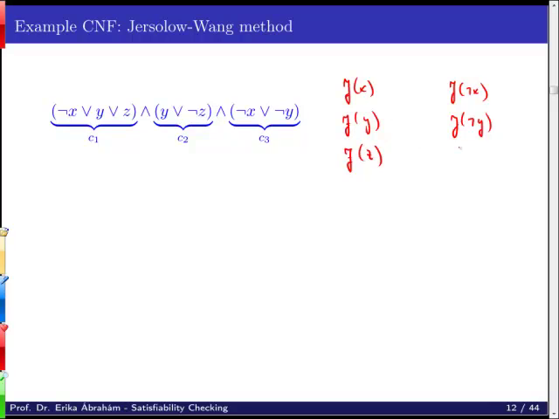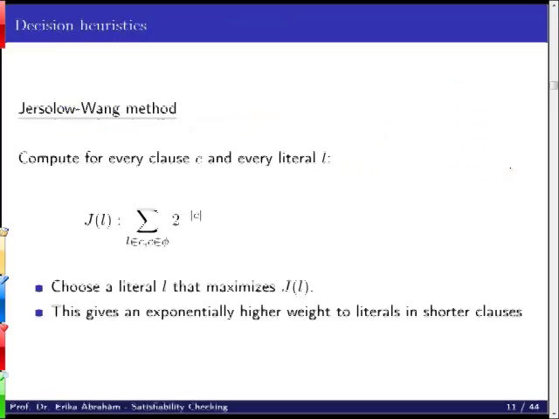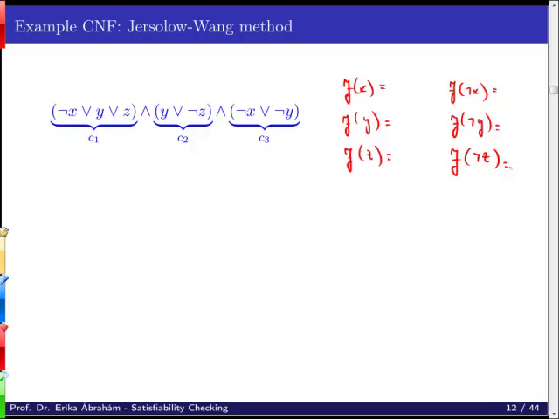J of set and not set. So what is the value of J of x? I just go back. So now we have here x as literal, and we add up 2 to the minus length of the clause for all clauses in which x appears. So what is the value of J of x? In which clauses does it appear? In 0 clauses, so this sum is empty.